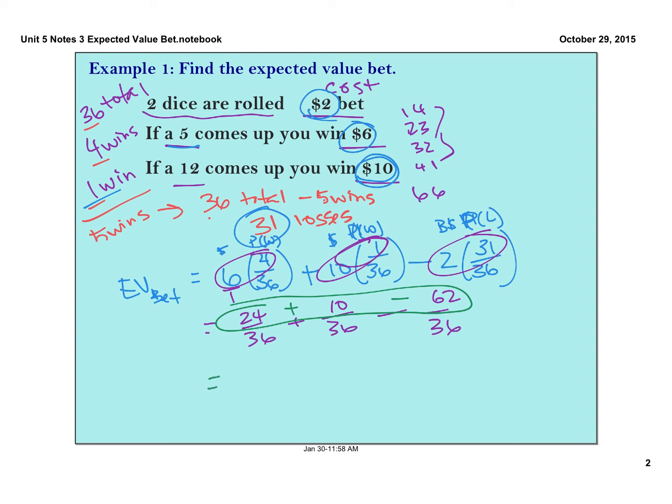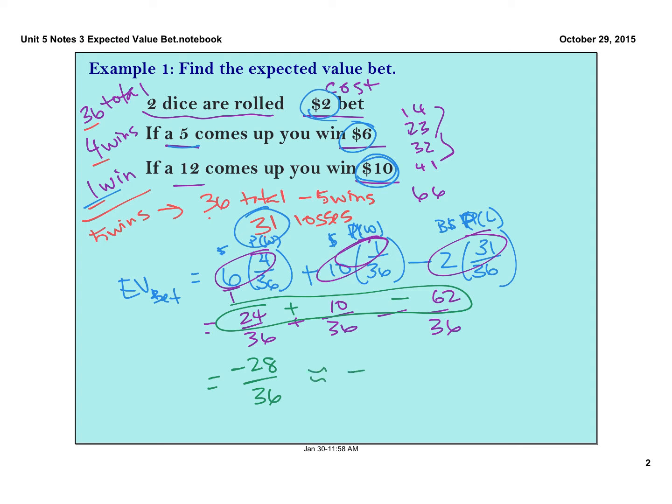I'm going to bust out my calculator here and give it a go. 24 plus 10 minus 62 gives me negative 28. Negative 28 out of 36. Let's calculate what that is as a value. Negative 28 divided by 36 gives me negative 0.78, we'll call it.